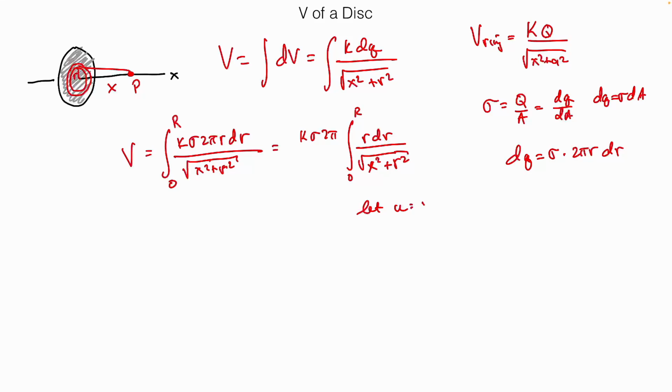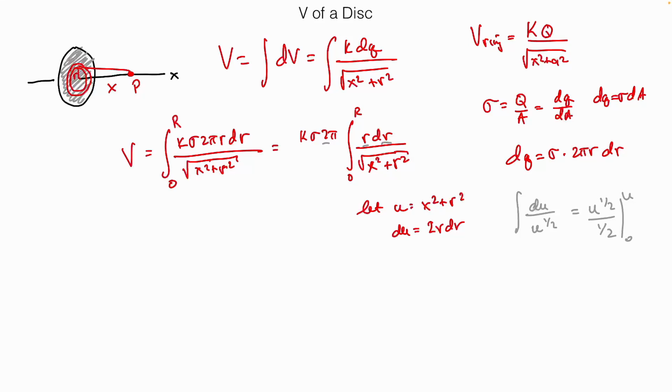So if I let u be x squared plus r squared, then what's du? It's 2r dr, isn't it? And it looks like I have a 2r dr, don't I? Right? So that means my integral is going to have the form of a du over u to the 1/2. And what's the integral of that? It's u to the 1/2 divided by a 1/2, isn't it? Because it's like u to the negative 1/2, from 0 to whatever my new limits are.